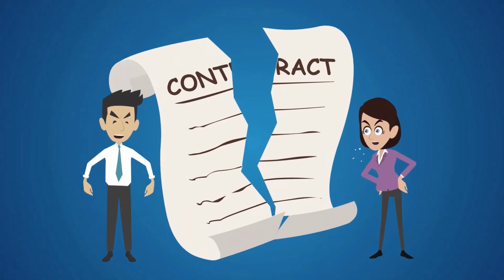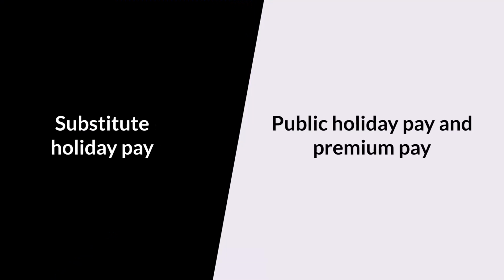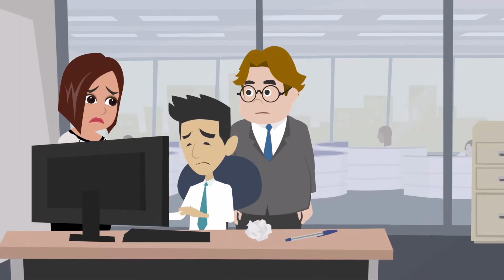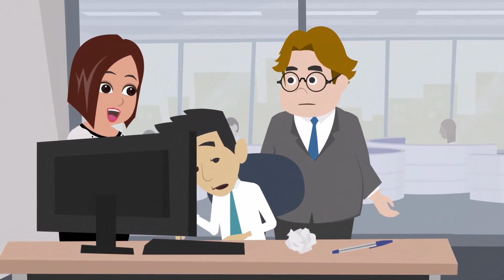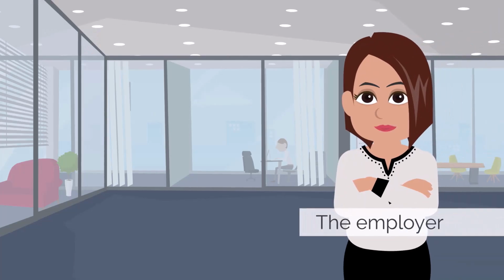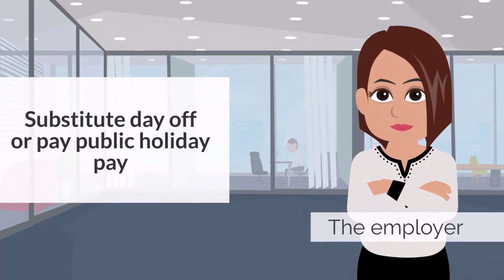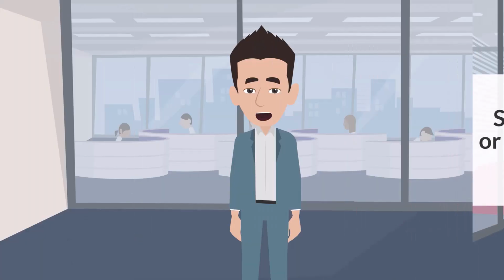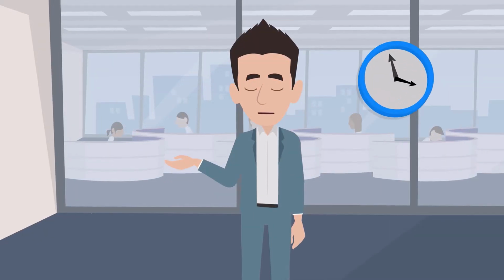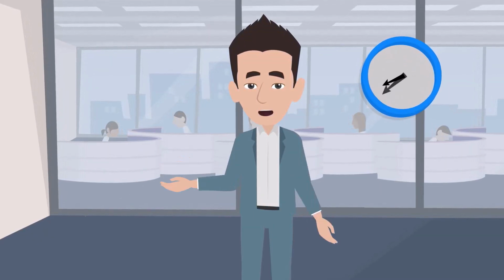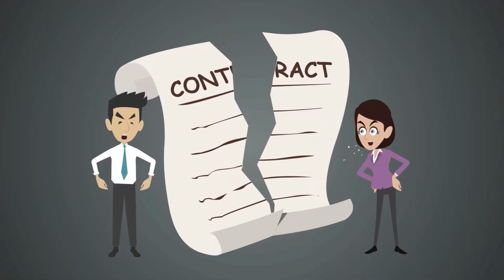This means they would not be eligible for either substitute holiday pay or the combination of public holiday pay and premium pay. Secondly, if an employee fails to perform the required work on the public holiday but has a reasonable cause, the employer must either give the employee a substitute day off or pay public holiday pay. However, if the employee also fails, without reasonable cause, to work their last scheduled day before the holiday or the first day after it, they lose this entitlement.